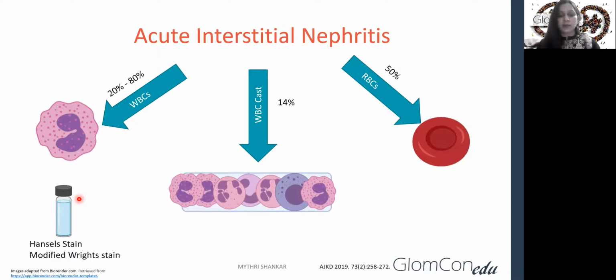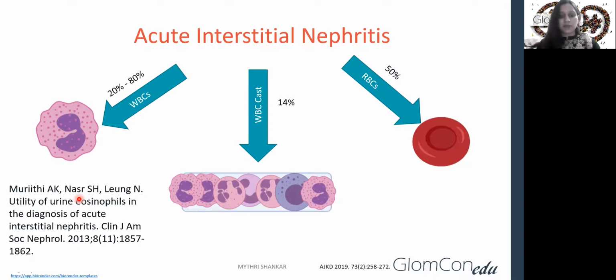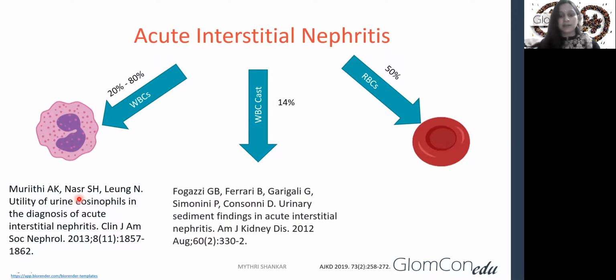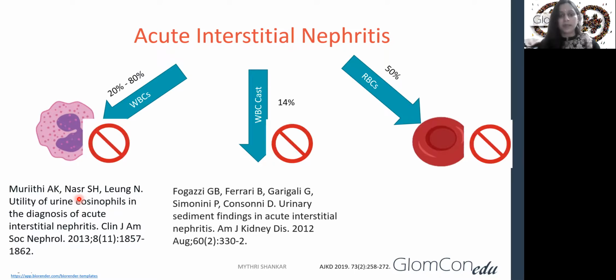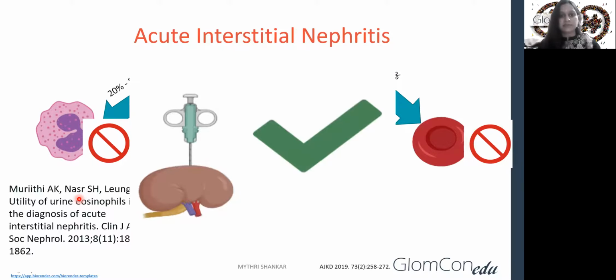According to a study by Mayo Clinic, published in CJASN in 2013, eosinophils failed to differentiate AIN from other renal lesions. In another study by Fogazzi et al., published in AJKD in the year 2012, WBC cast was seen in only 14% of biopsy-proven AIN cases. In a few other studies, RBCs were seen in 50% of AIN cases. Hence, none of them are sensitive nor specific for the diagnosis of AIN, and kidney biopsy is always a must and the gold standard for the diagnosis of acute interstitial nephritis.